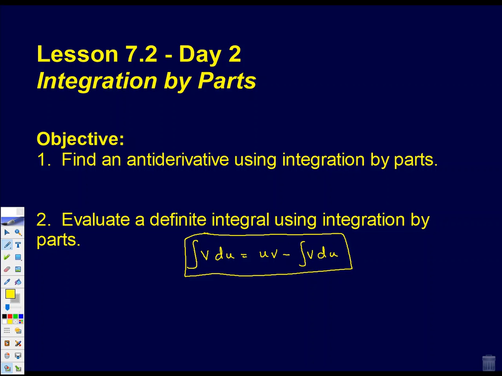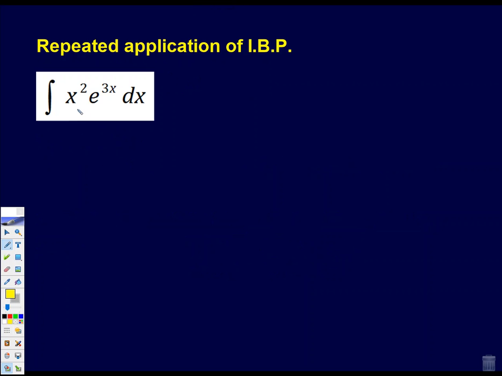But what I'm going to show you today is a couple examples of where, after setting up the integral by parts, the integral that appears on the right side has to be solved again by integration by parts. It's simpler, but it's going to require integration by parts again. Let's see when that might occur here. I've got the function x squared times e to the 3x.